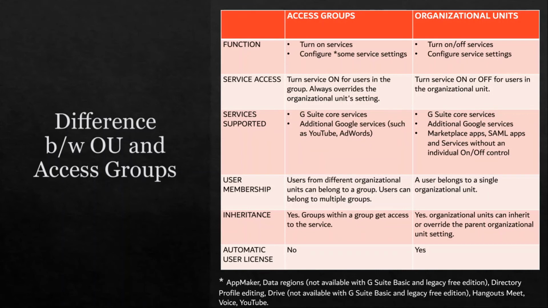Now let's come to inheritance. The services and settings are inherited from groups within a group, whereas OUs can inherit as well as override the parent organizational unit setting. Now, each user needs a license to use a Google service. The users of a group don't automatically get a user license, but on the other hand, users of an OU automatically get a user license assigned to them.